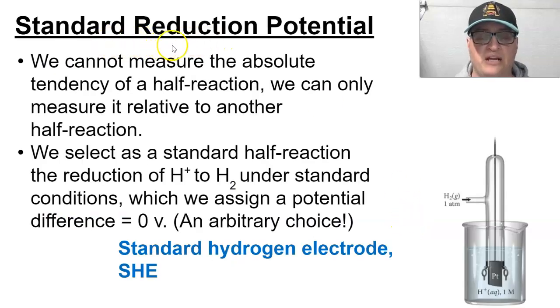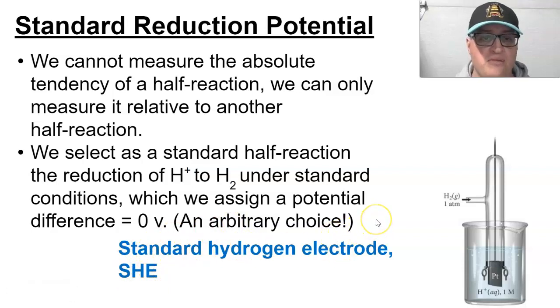So where this comes from, the standard reduction potential: we can't measure the absolute tendency of a half reaction, only relative to another. This is kind of like what we have for delta H, delta S, delta G. We need to see the change rather than just having the actual amount. So it was selected at some point that the standard half reaction, reduction of hydrogen ion to hydrogen gas under standard conditions, they would assign a 0. Totally arbitrary. You could see it's an SHE, standard hydrogen electrode.